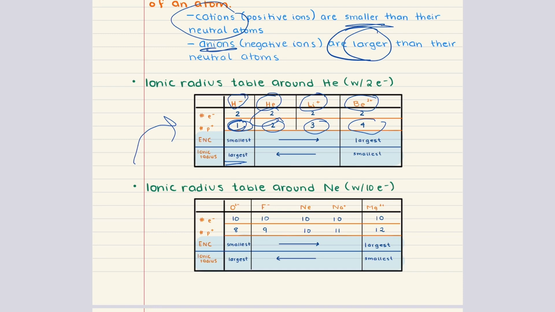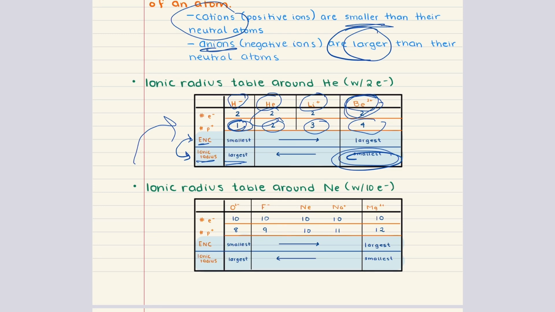That's going to lead to a stronger pull that makes it even smaller. And then finally, beryllium 2 plus has the smallest ionic radius because its 4 protons are going to exert the strongest attractive force on those 2 electrons, and it's going to pull them in more tightly. So the beryllium 2 plus ion is going to have the smallest ionic radius. So you notice this inverse relationship between effective nuclear charge and ionic radius.